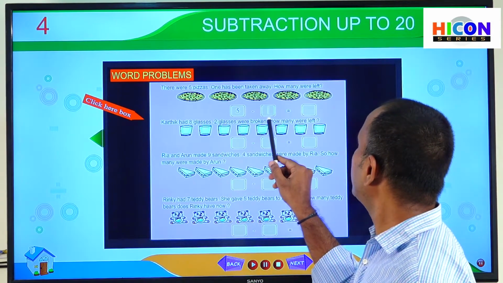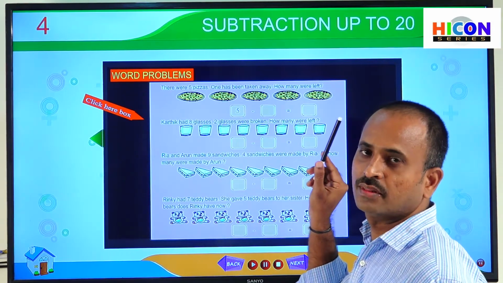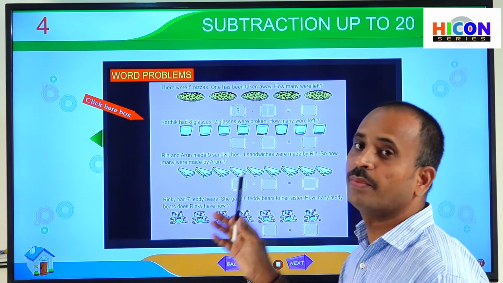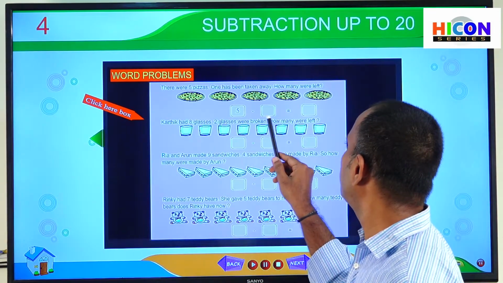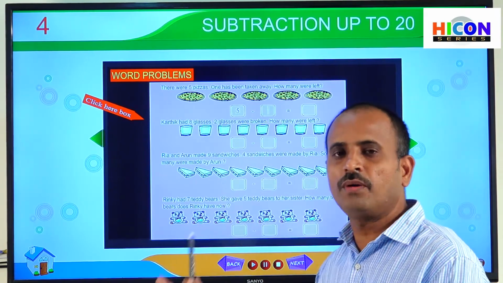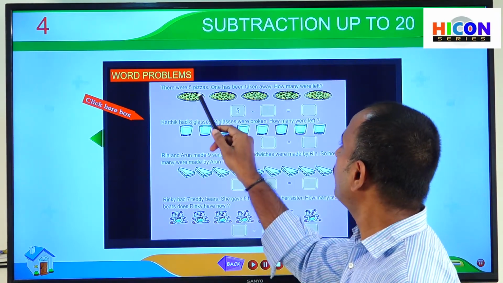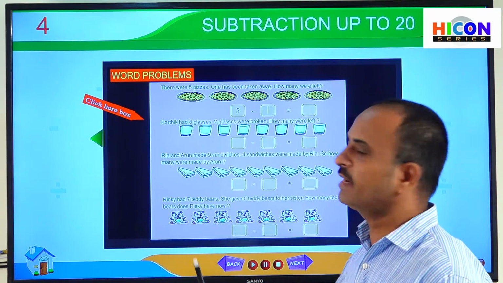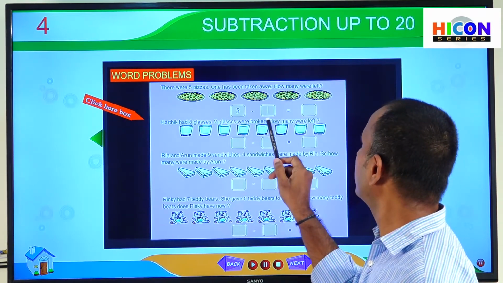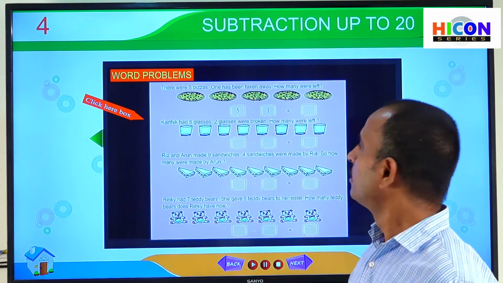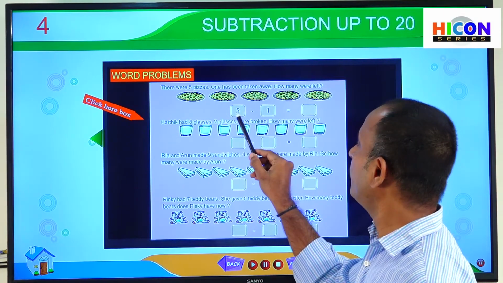Next. So what is the second number in this box? The second number represents how many taken away. So in any subtraction, the second number represents the number of objects taken away. So among 5 pizzas, how many pizzas are taken away? So 1 has been taken away. So write 1 in the second box. So 1 is subtracted from 5.